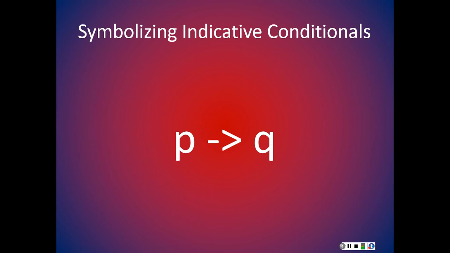Okay, so that ends the first part of this lecture. In the second part of the lecture, I'm going to take some of the things we learned about how English expresses indicative conditionals and talk about how we use those facts to translate English sentences involving indicative conditionals into our logical symbolism.